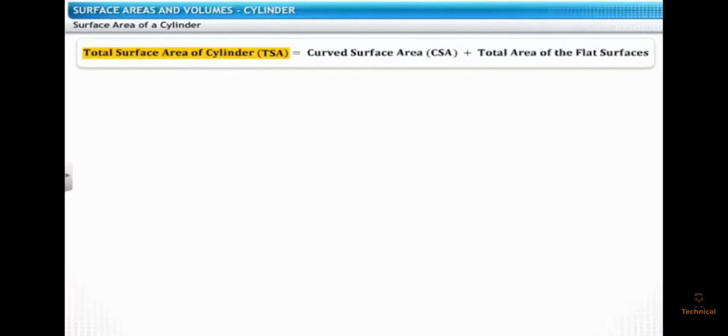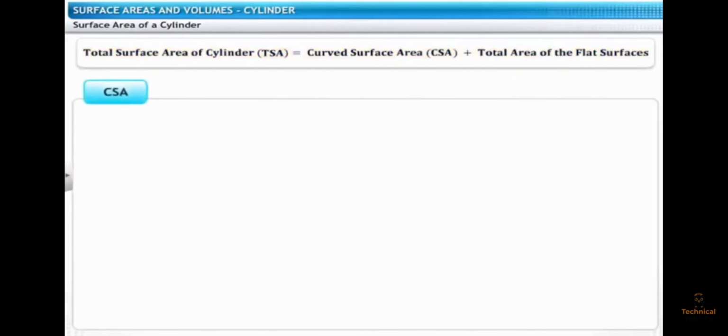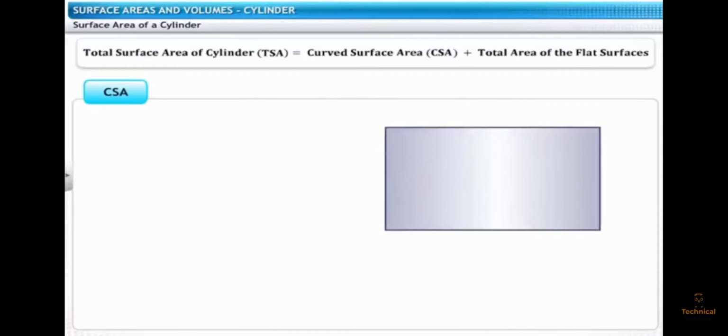The TSA of a cylinder can be calculated by adding the curved surface area, or CSA, and the area of the flat surfaces. Let us first determine the CSA. If we unfold the curved surface of a cylinder, it opens up to become a rectangular sheet. The CSA of a cylinder is equal to the area of this sheet.